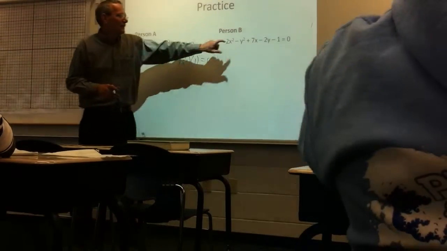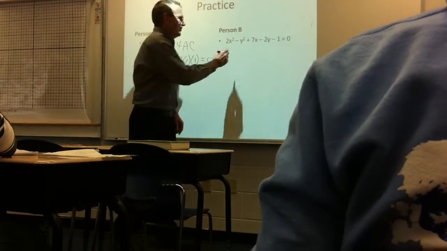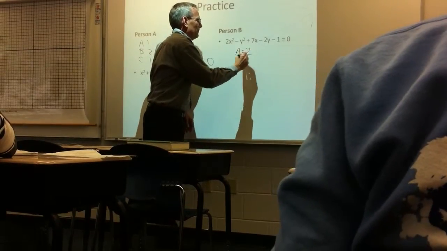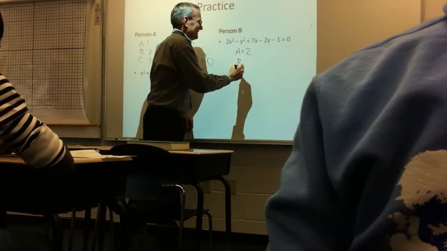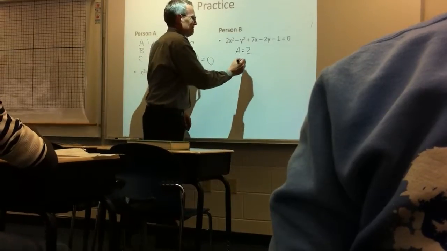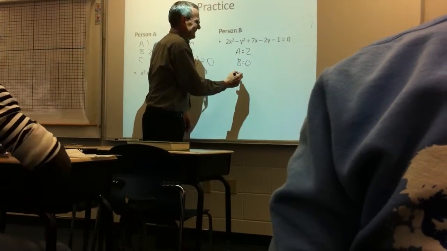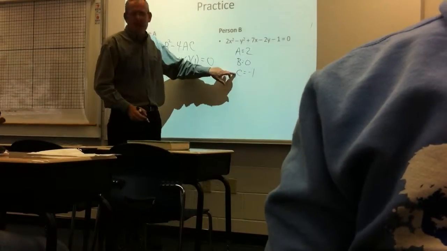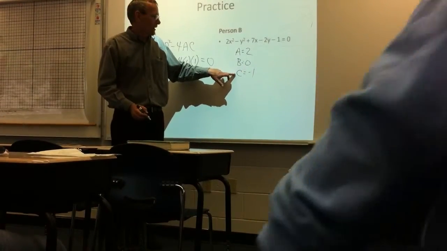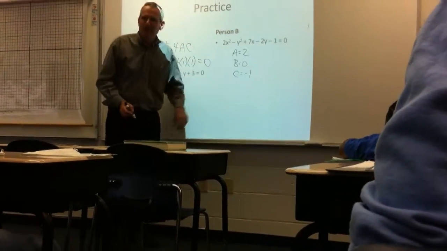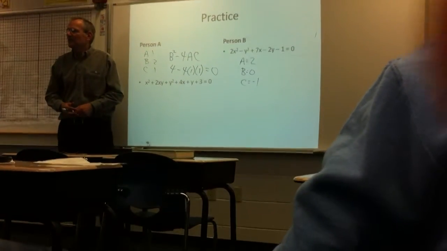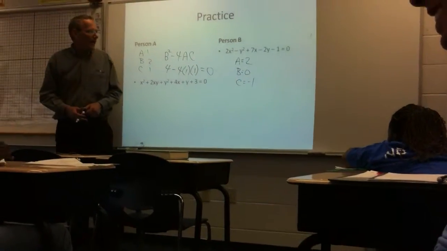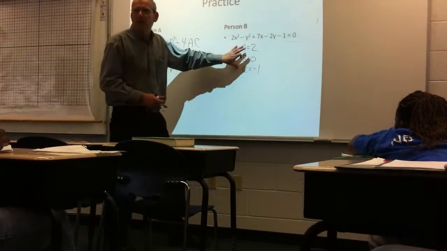What do we know on this? A is 2. B doesn't exist. So we don't care about the B, right? It's not a rotated one. So that is a parabola, is that right? No. Okay, now what's our A, B, and C for the hyperbola?